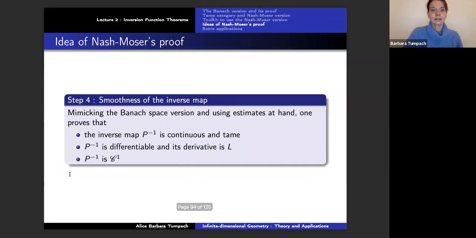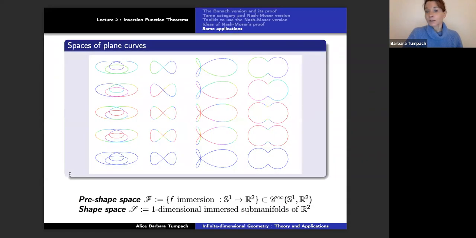Okay, so then the last part is to show that the inverse map is smooth, but that is mainly like in the Banach setting. Now I'll give you just two applications. I'm sorry, I have to go very fast.